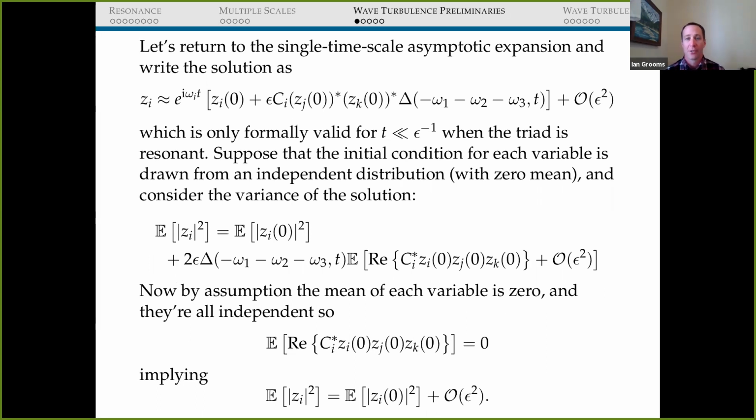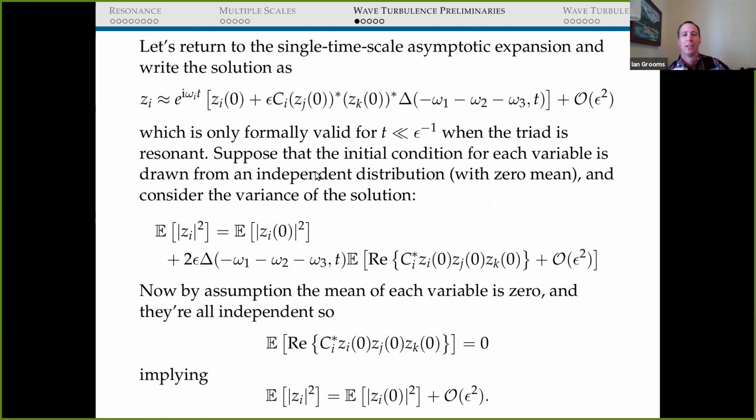So for some preliminaries, let's go back to just the single time scale asymptotic solution here. I've got my leading order term. It's just the initial condition times a pure oscillation. And here I've written down the order epsilon correction. This is for an arbitrary triad, not necessarily a resonant one. And here's the delta. If it is resonant, then that's going to grow linearly in time. Otherwise, it stays bounded. And then there are some order epsilon squared correction terms.